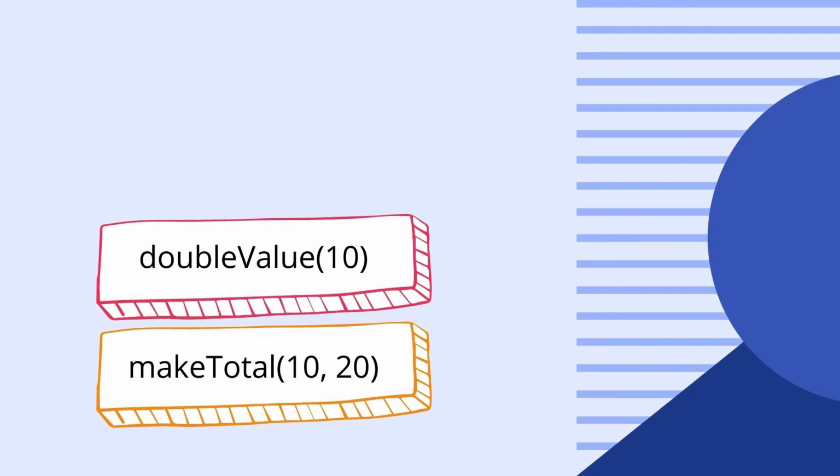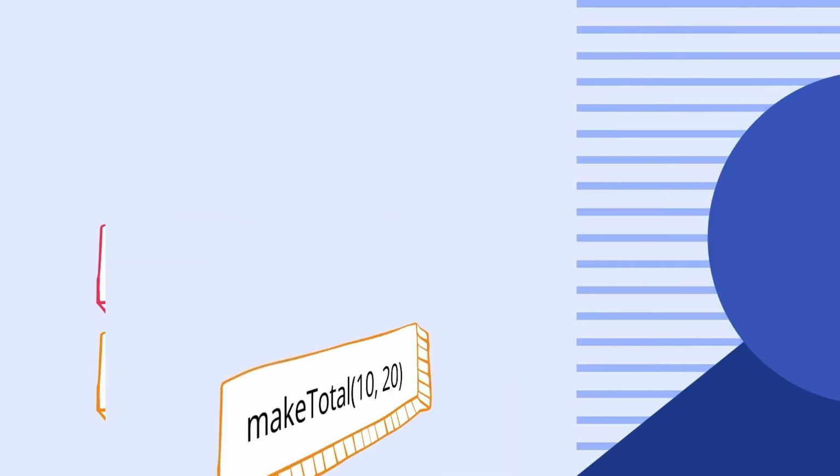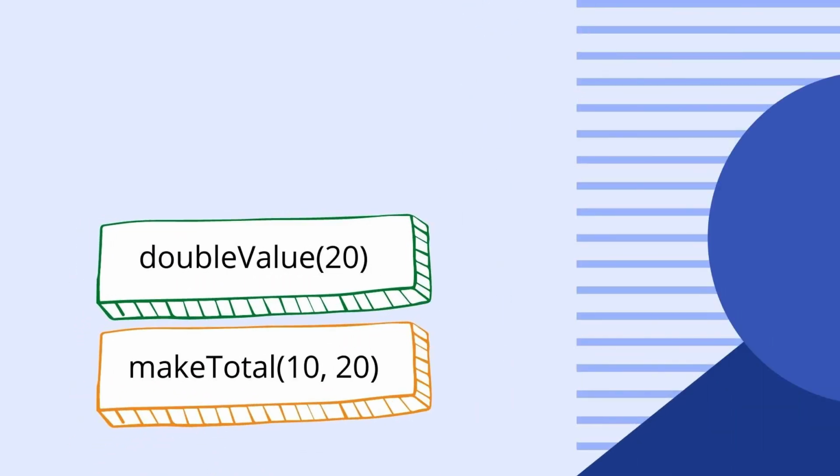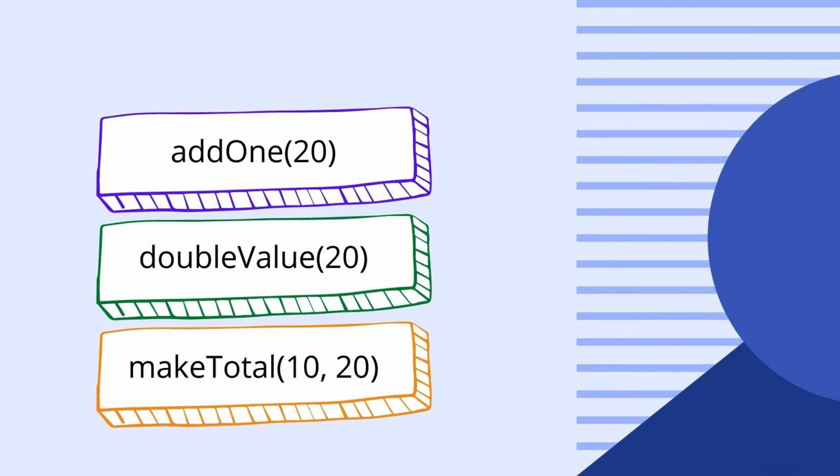Next, the function double value then takes the return value from the add1 function, so 11, and it multiplies this by 2. This value is then returned, so the double value function is popped off the call stack. The function makeTotal now moves on to calling double value with the b parameter, so 20. Double value is once again added to the call stack. The double value function goes ahead and calls the add1 function, so this is also added to the call stack.